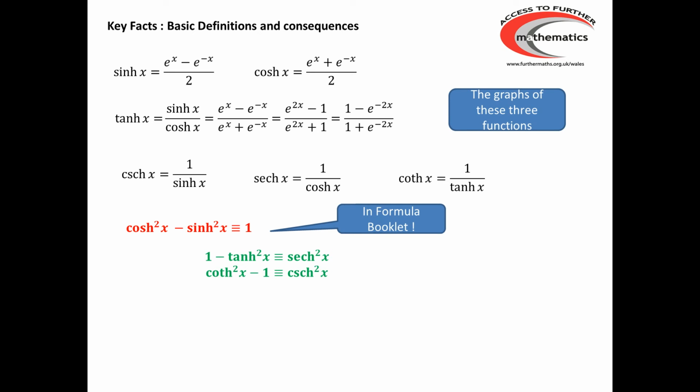There are two results that are immediate consequences of that. The first one is obtained by taking the initial identity, cosh squared x minus sinh squared x is equivalent to 1, and dividing through by cosh squared x. And the second identity is obtained by taking the first one again and then dividing through by sinh squared x.